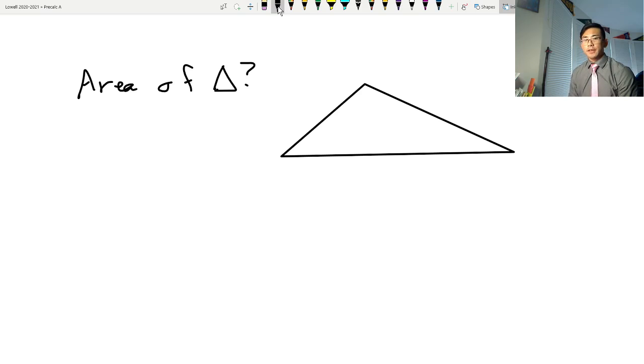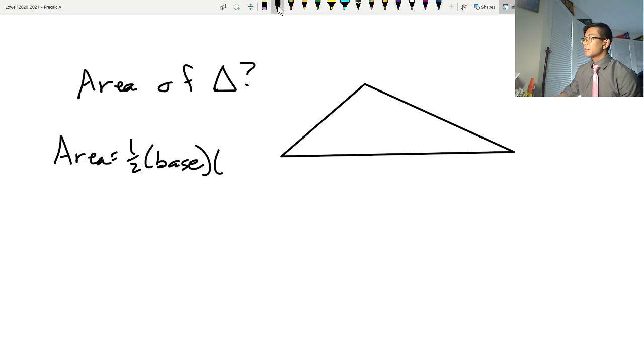Well, if I wanted to find the area of a triangle, I know from geometry that the area is equal to 1/2 the product of the base and the height. So let's do that. It equals 1/2 base times height. Nothing too crazy there. Okay, so let's generalize this by putting some letters into this triangle.